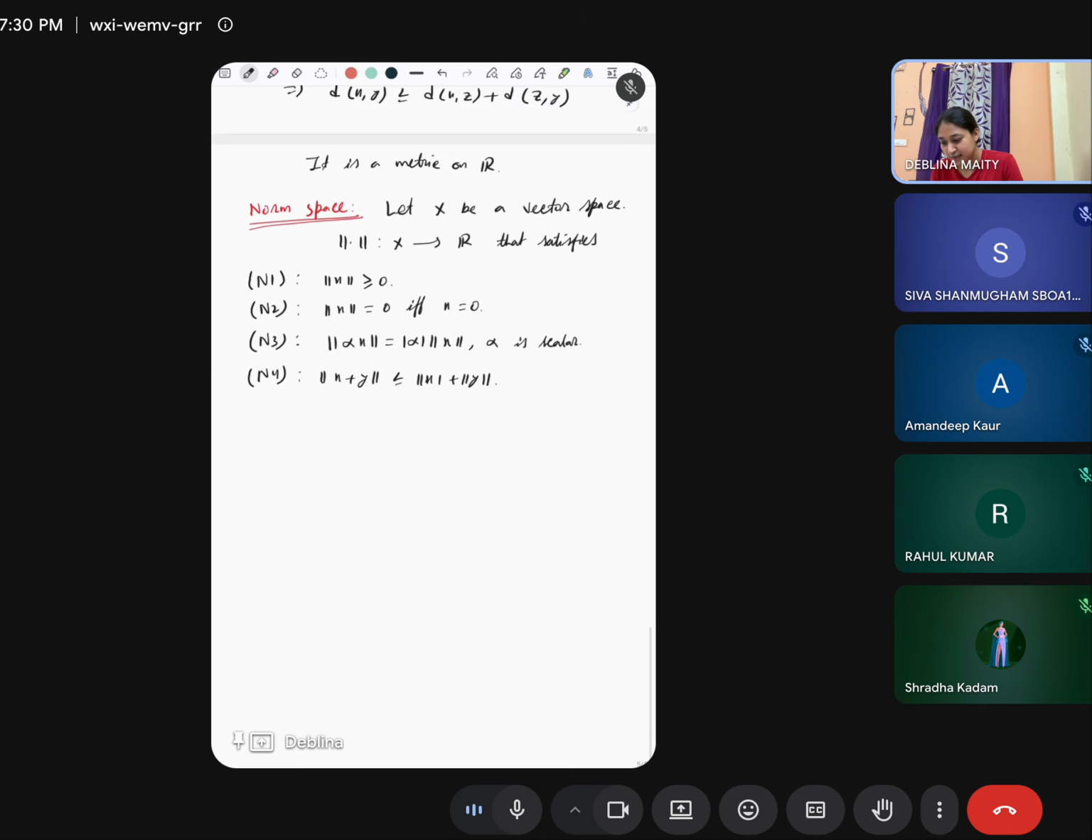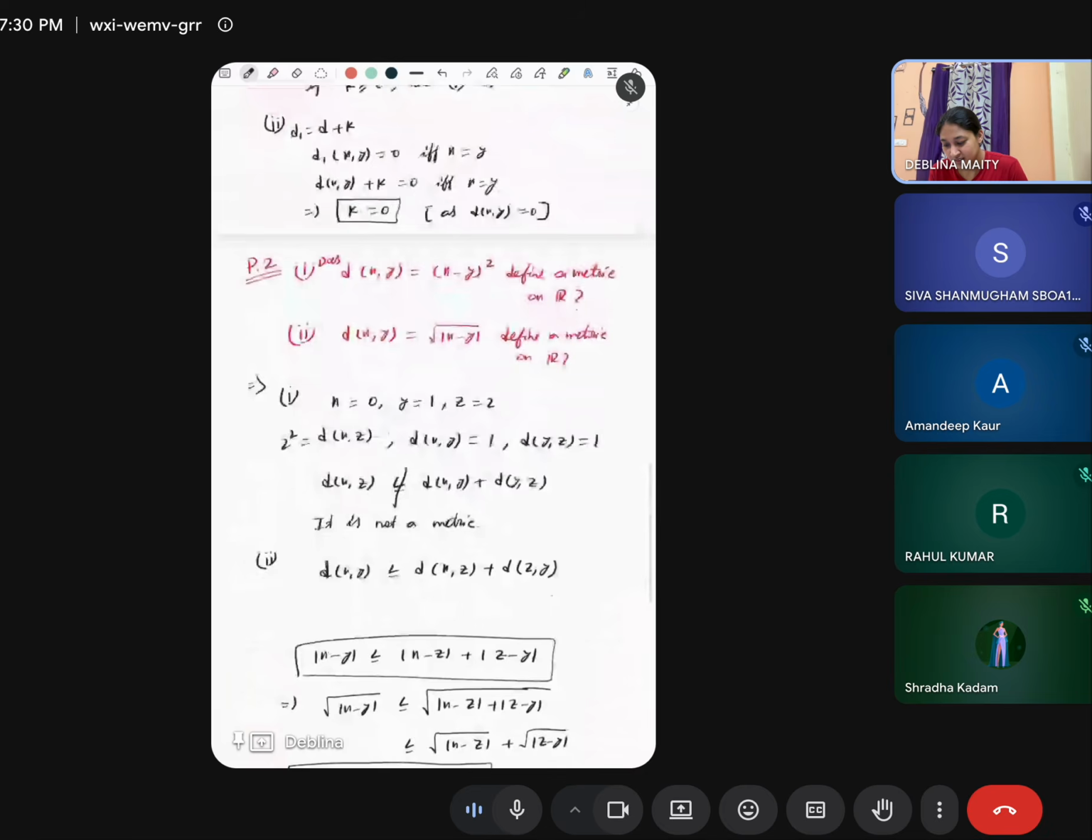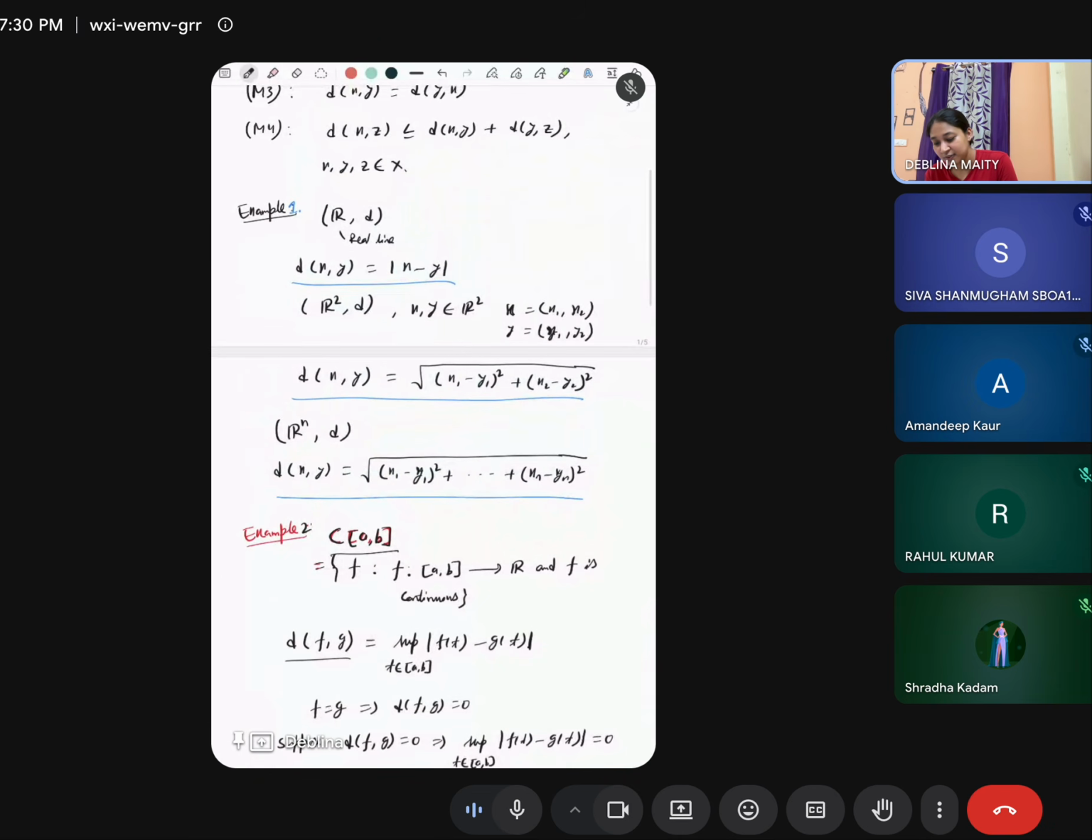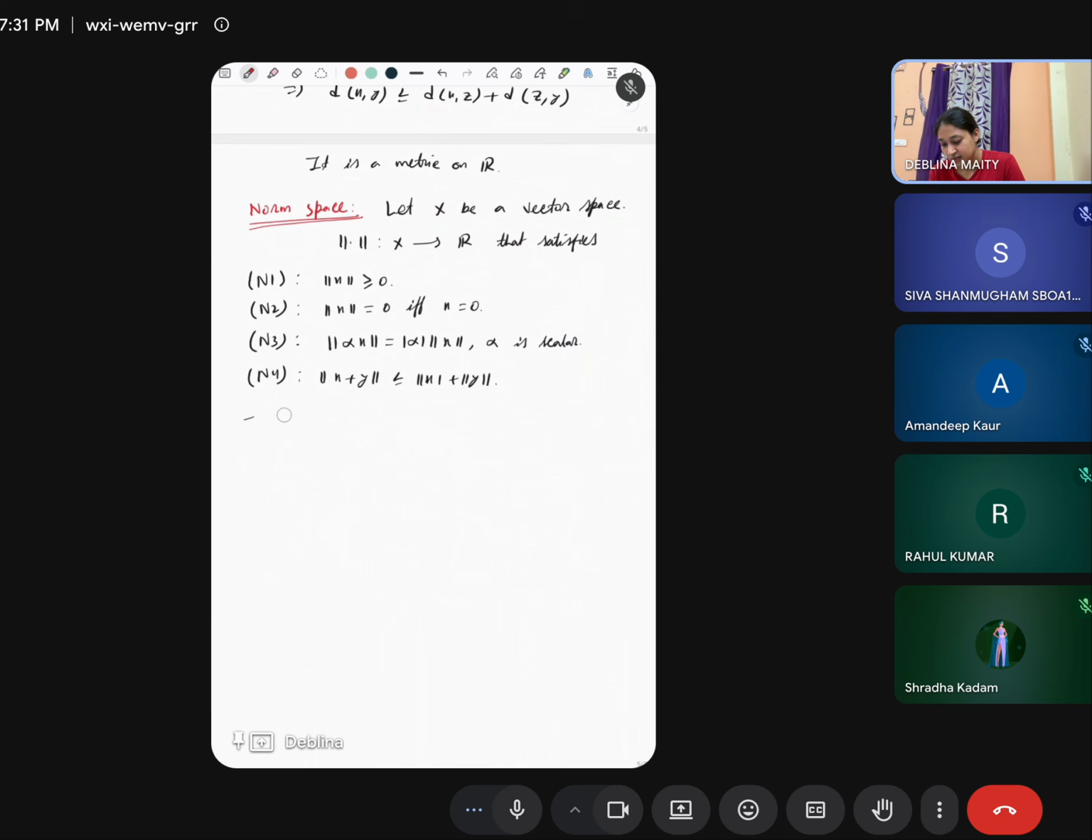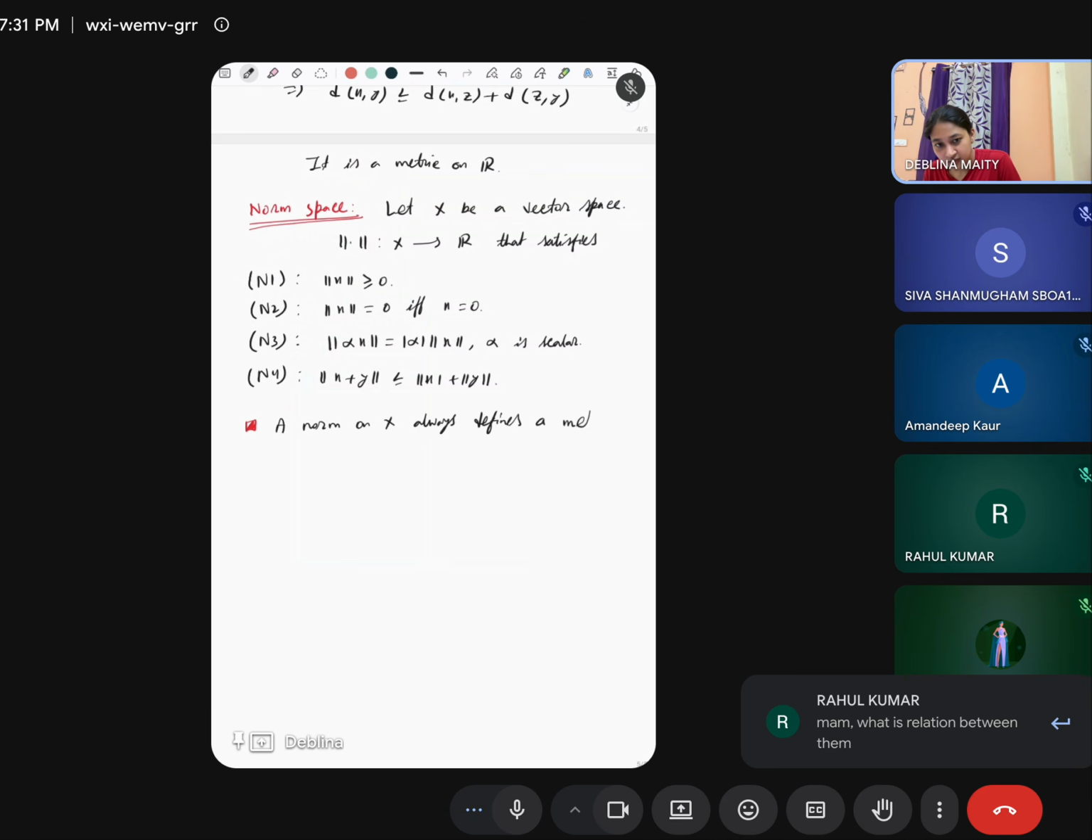Okay, now we'll see some examples of norm spaces, like the examples we have taken for metric. The first one was the Euclidean metric on R, which is defined by this norm, this distance. So from a norm we can always find a metric. This is a note that a norm on X always defines a metric. I am telling the relation: this norm will define a metric on X.